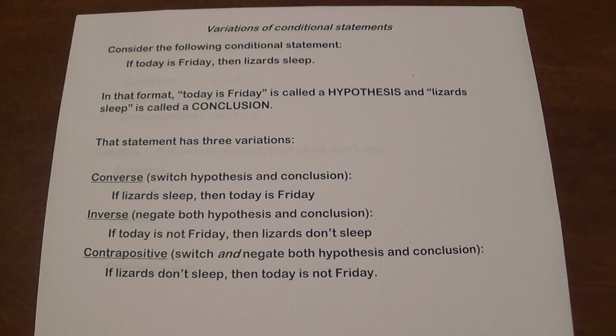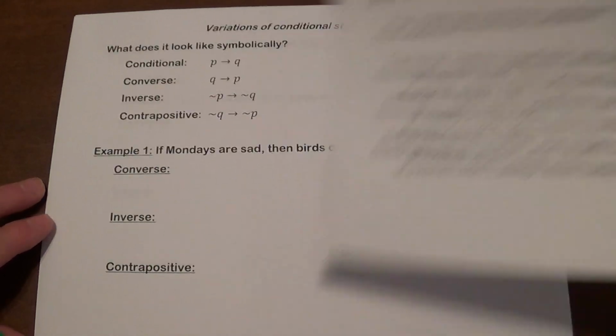So it's going to have the converse, which is when you switch the hypothesis and conclusion. The inverse, when you negate both hypothesis and conclusion. And finally, the contrapositive, which is when you switch and negate both hypothesis and conclusion. You can see what these statements are going to look like. They are written there. Okay, let's practice this.